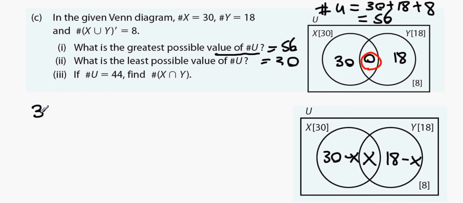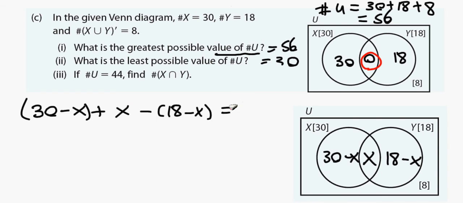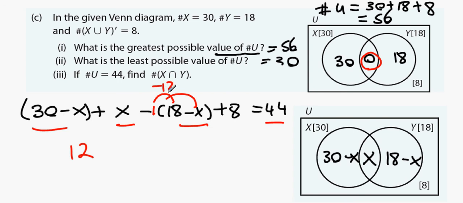So 30 minus x plus x. Remember, the two of these belong together. Plus 18 minus x. And this equals plus 8. Don't forget the plus 8 on the outside. All of this equals 44. So we're going to add all these together, and we get 30 plus 18 is 48. The x and the minus x cancel in the middle, and the two outer minus x terms give minus 2x, so we get 48 minus 2x plus 8 equals 44.